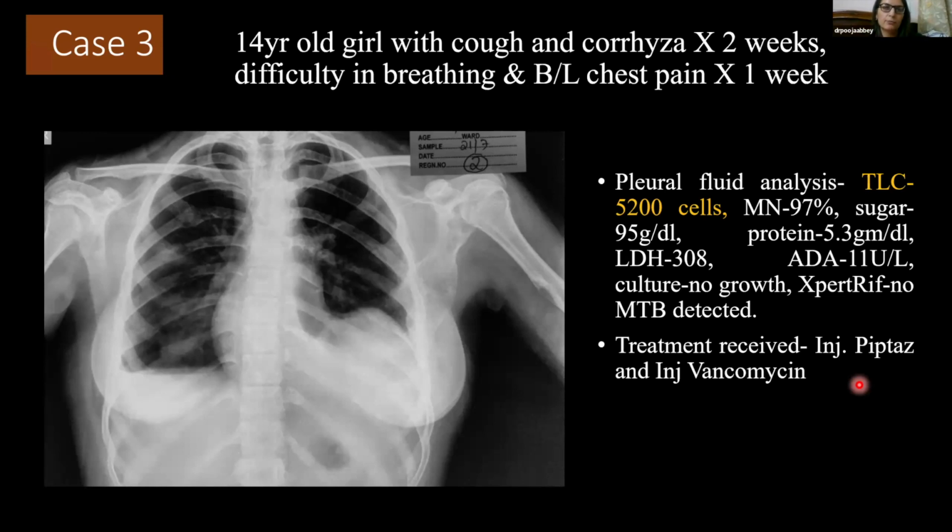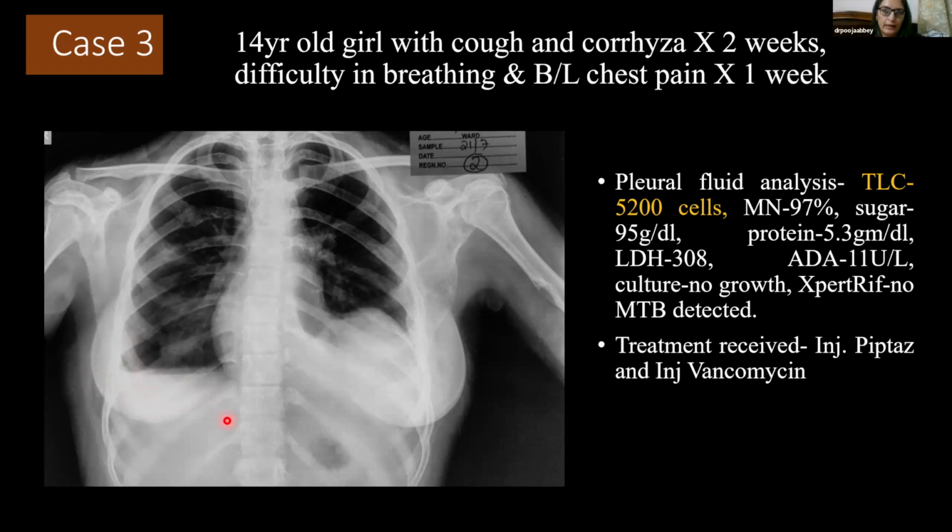So she had bilateral pleural effusion, right? That's the radiograph, and clearly we can see there is bilateral pleural effusion, some amount of loculation probably on the left side, which is seen here. And on the right side, there is an air fluid level. So a small amount of hydropneumothorax kind of appearance here.